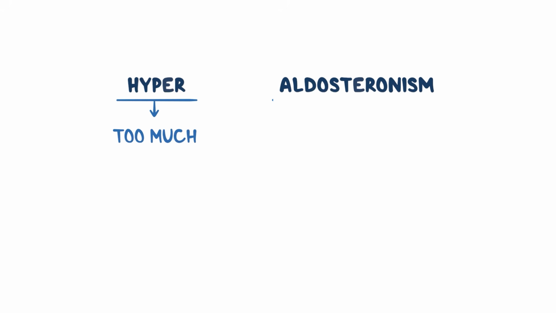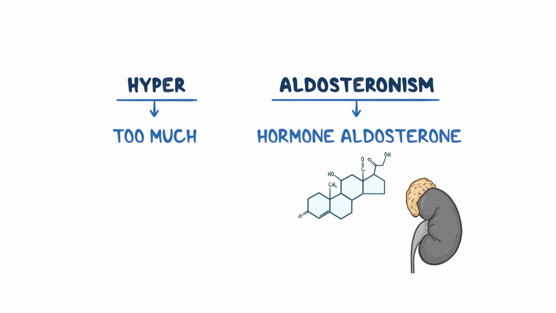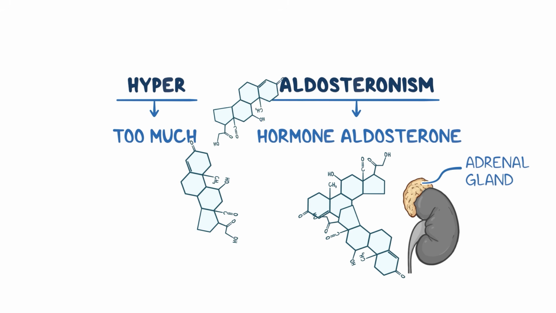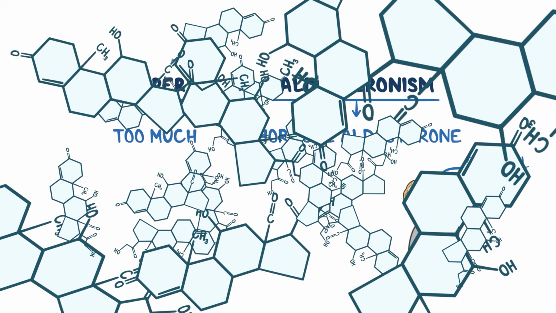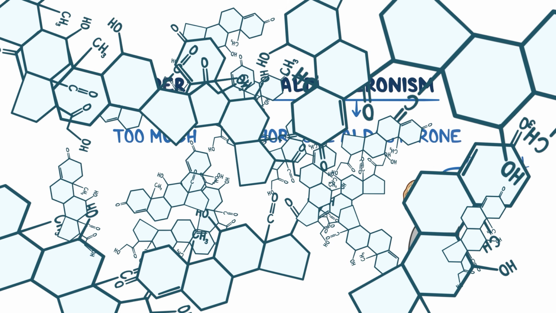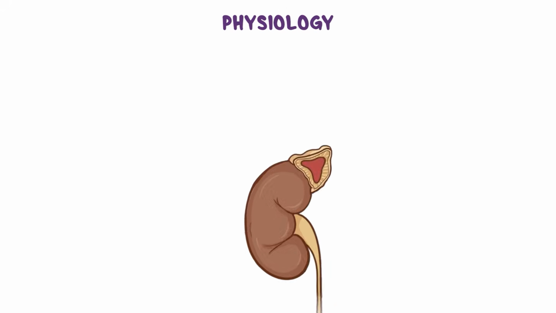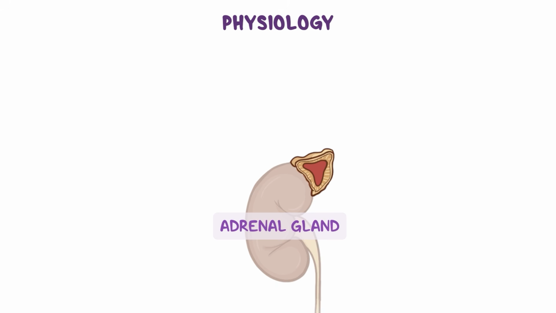With hyperaldosteronism, hyper means too much, and aldosteronism refers to the hormone aldosterone, which is made by the adrenal glands. So, hyperaldosteronism is a condition where the adrenal glands produce too much aldosterone. Now, each of the two adrenal glands sits on top of a kidney and has two main parts.